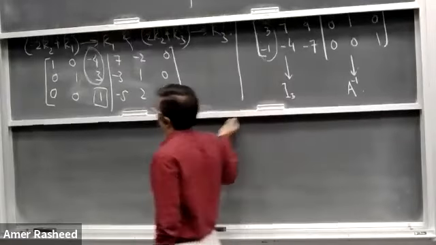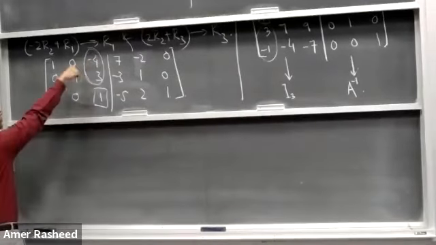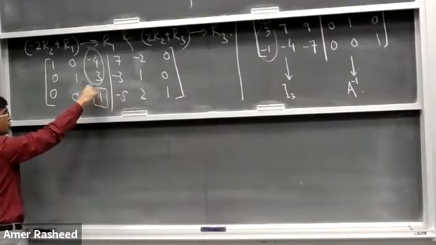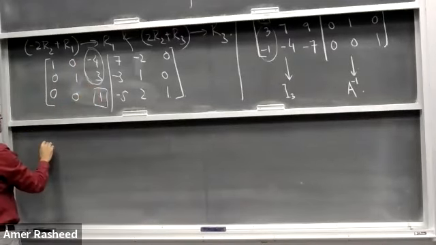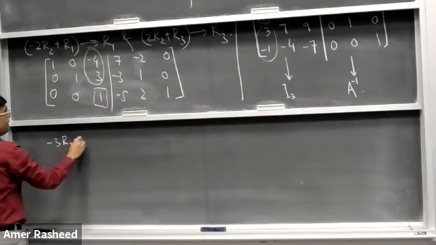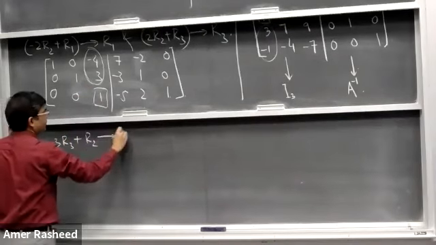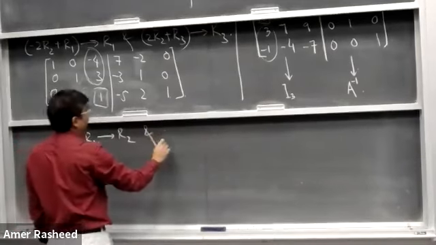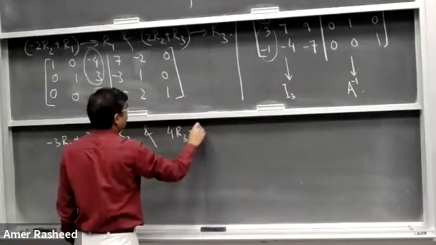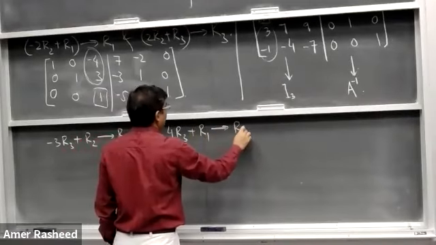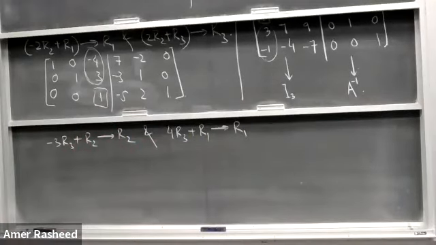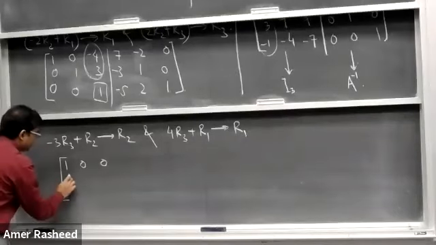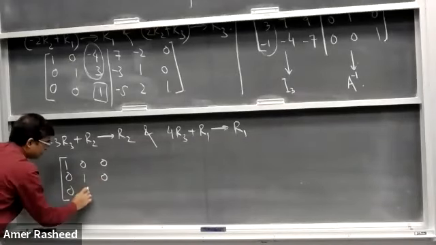Now, what operations do we need here in order to make these two entries 0? You have to use only this pivot entry. So it is -3 row 3 plus row 2, and this will change your row 2. And the second operation which we need here is 4 row 3 plus row 1, and this will change row 1. Now apply these two operations, and we must get 0, 0, 0, 1, 0, 0, 0, 1.